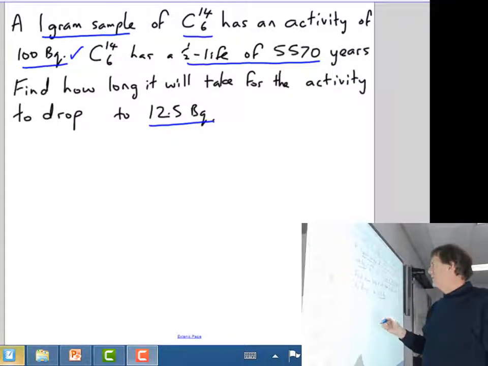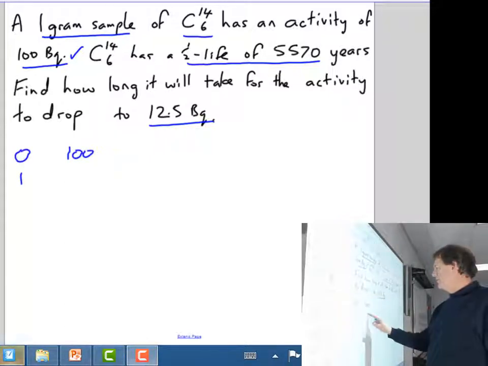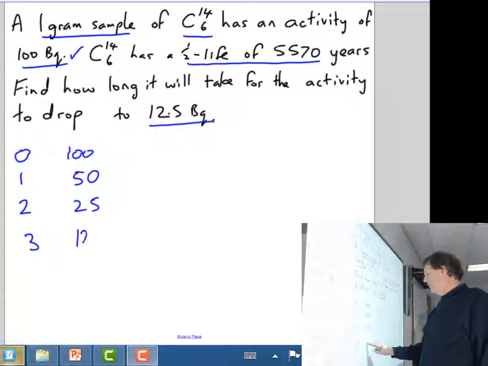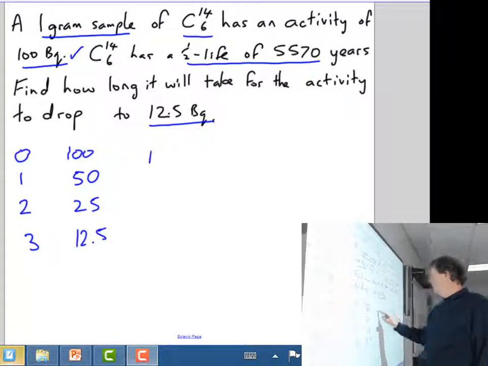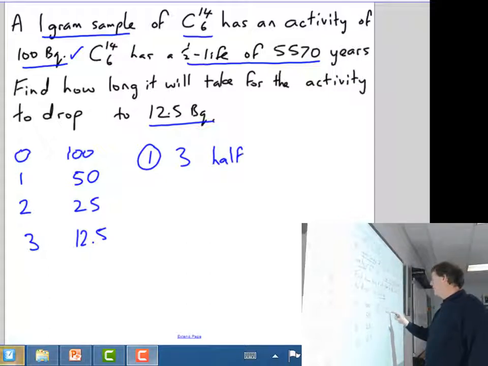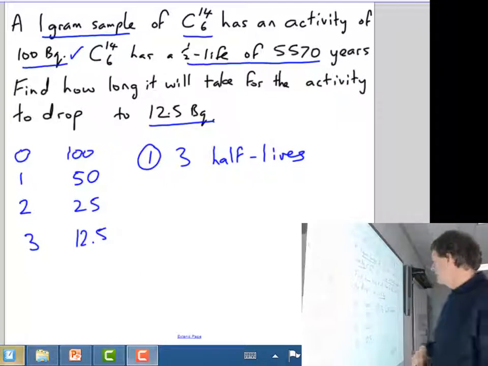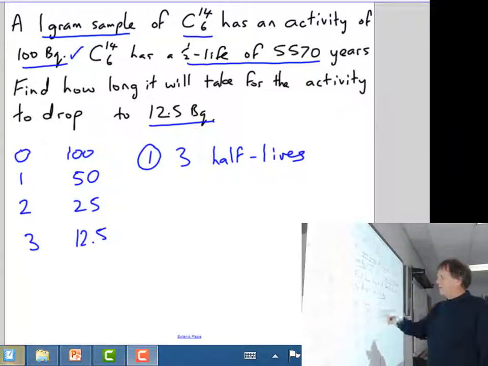There are a few ways of doing this. You could start with your 100 becquerel count and say that's 0 half-lives. Then after 1 half-life we've got a count of 50 becquerel, 2 half-lives 25, 3 half-lives 12.5, and we know therefore in step 1 you've got 3 half-lives. So that's normally your first step: find out how many half-lives are involved in this question. This is one way of doing it, just going down one step at a time.